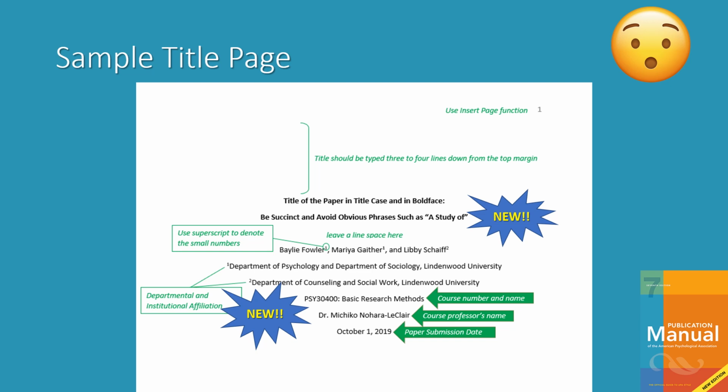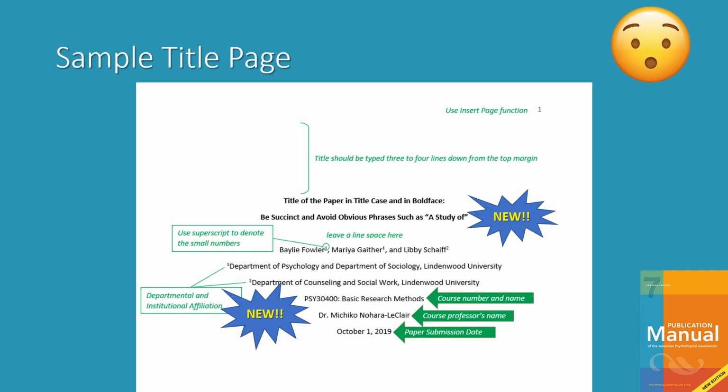For example, the title of the paper is in boldface. There are no more word limits, so you can have more than 12 words if you like. But it should be in title case and succinct though, even though you can make it longer. And you still have to avoid obvious phrases such as a study of. Then another thing that's new is you have to leave a blank space between the title of the paper and the author names.